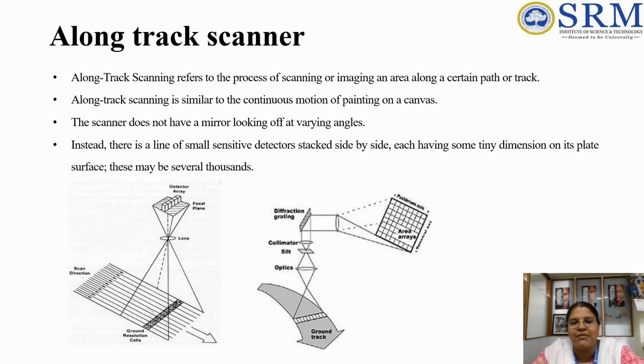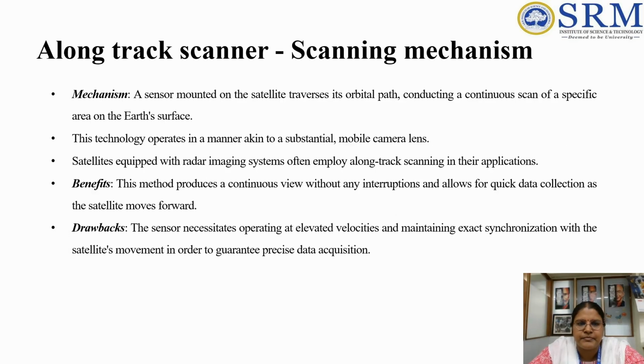So the scanner does not have a mirror looking off at varying angles. Instead there will be a detector array stacked side by side, each having some dimension on its plate surface. These may be several thousands. So we can see the schematic representation of the along-track scanner having a detector array. There will be a focal plane and the focal plane will be focused on the lens, and then the instantaneous field of view will be covering the track.